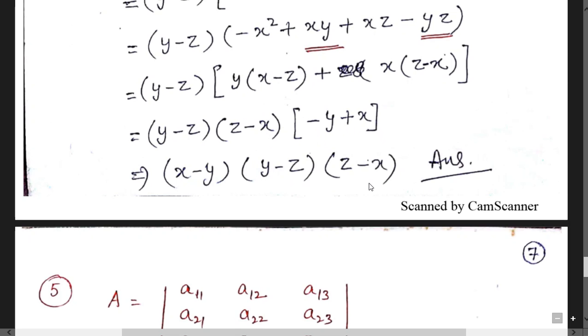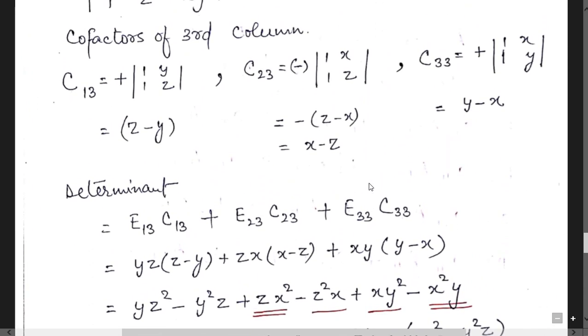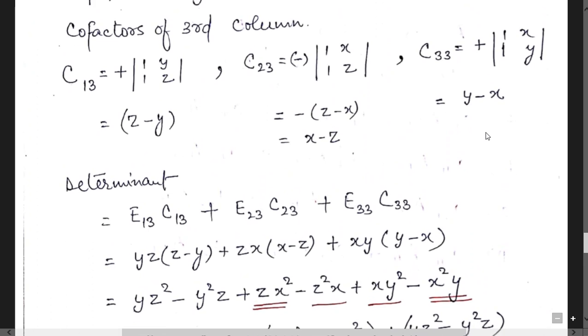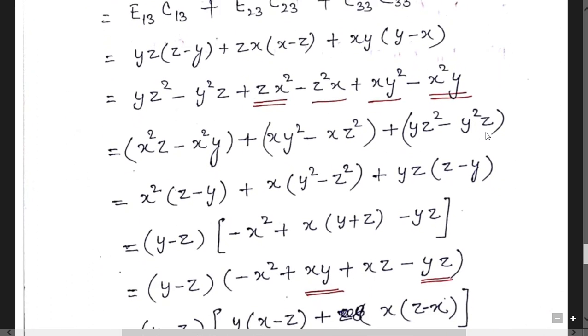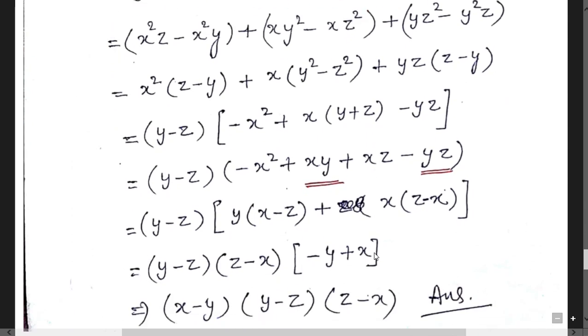It is the answer. Now determinant is not the problem here. Determinant is the simple multiplication. Now problem here can arise because of factorization. Please practice this factorization. I am repeating again. You have to pair the values according to the power of x, then according to the power of y. You can easily factorize the content.